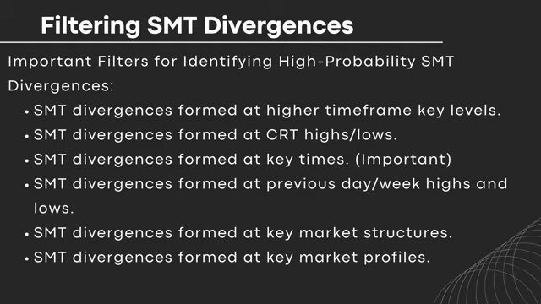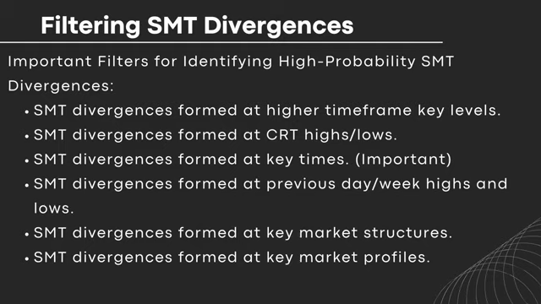The best, most high probability, and true SMT divergences are formed and produced at key levels and higher time frame key levels, right? If you find an SMT divergence at a random place, then it's not going to work. The only time they're going to work is when they're formed at key levels. Write this filter down and make sure that every SMT divergence you find and trade must have this characteristic. Otherwise, you should not use it or trade it.